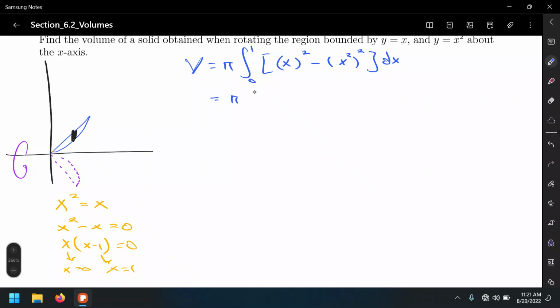Let's simplify the integral first. 0 to 1, that's x squared minus x to the 4th. And again, this integral is really simple in the sense of the method that we carry out for this. We only require the general power rule. Add 1 to the exponent, divide by the new exponent that we obtain. So that's x cubed over 3 minus x to the 5th over 5, evaluated from 0 to 1.